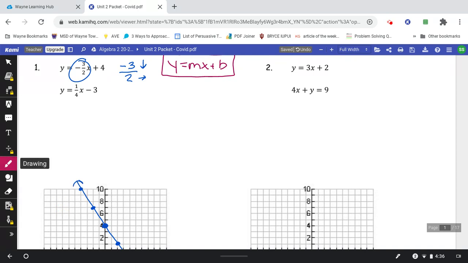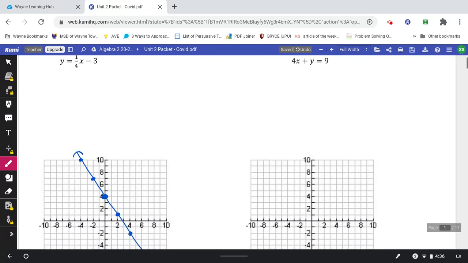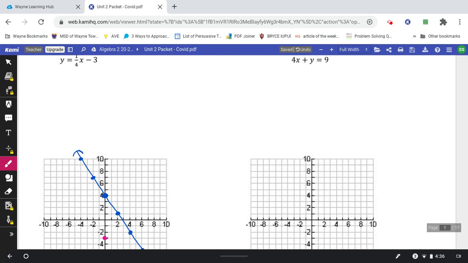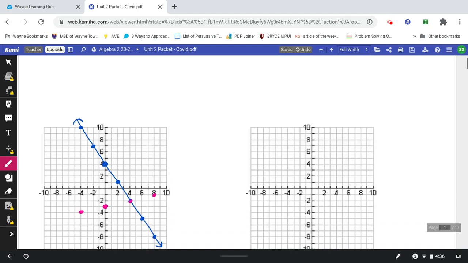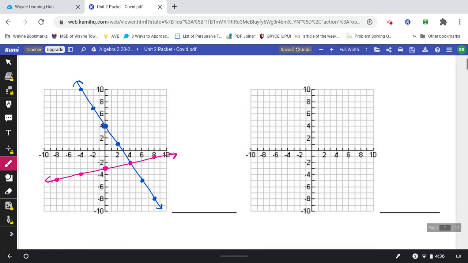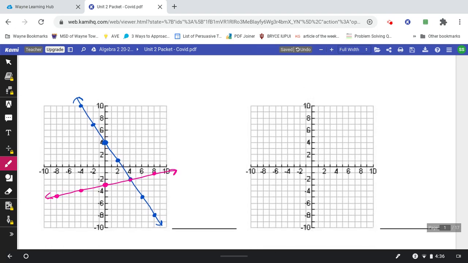So this next one, y equals 1/4 x minus 3. We're going to graph it on the same graph. We're going to go down 3, put a dot. Then we're going to go up 1 and over 4. Up 1 and over 4 puts us right there. Up 1 over 4. And same thing, just keep following that pattern. Down 1 and back 4. And then you get two lines drawn on the same graph.